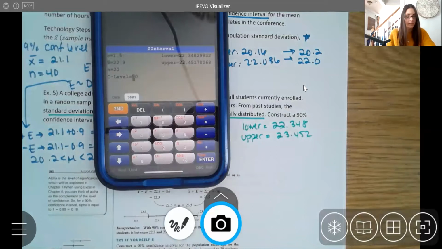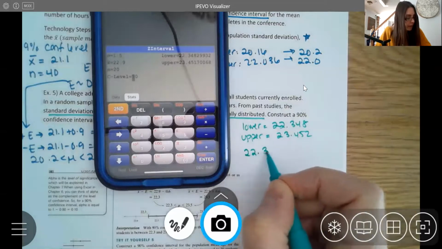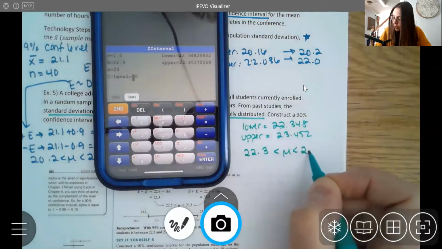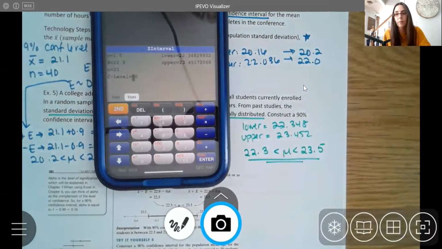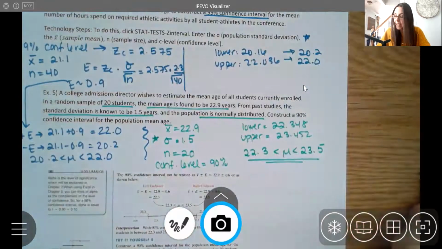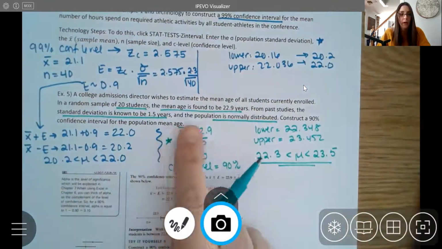Yeah, we'll do 1 decimal place here. So we're looking at about 22.3 to 23.5 for our confidence interval. And again, if you want to do this by hand, you absolutely can. So we have all the information we need.